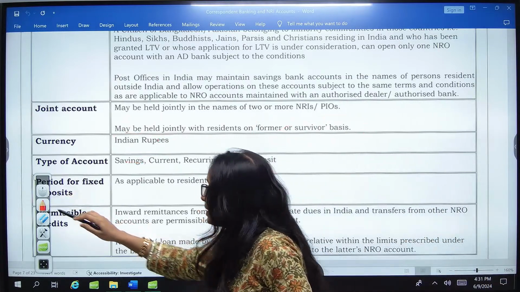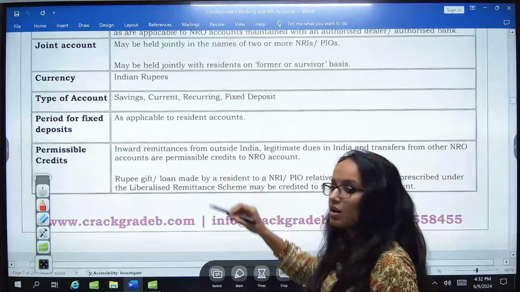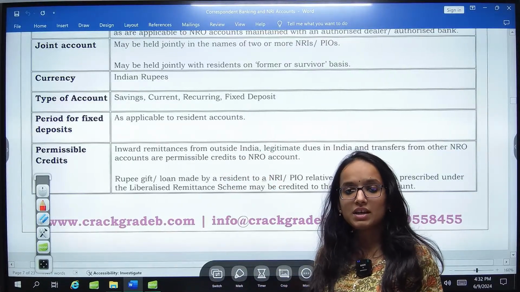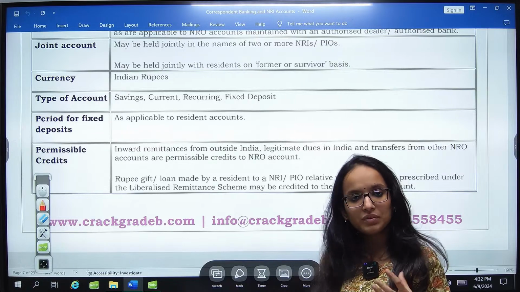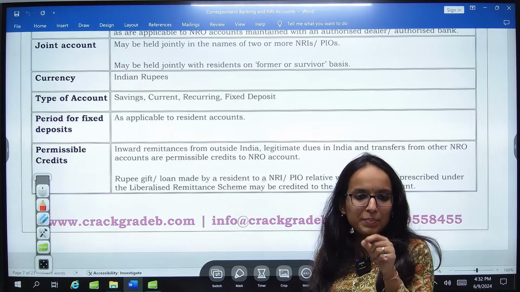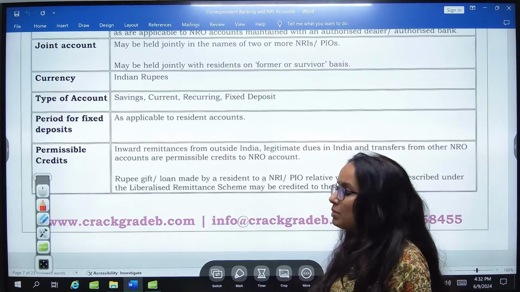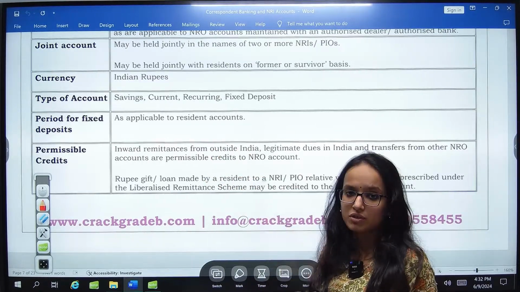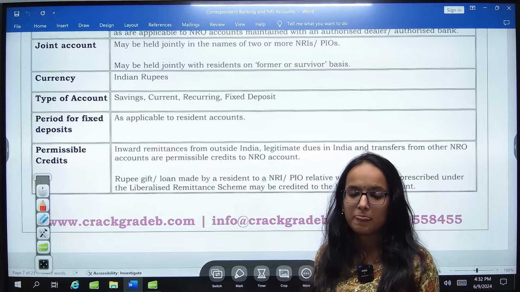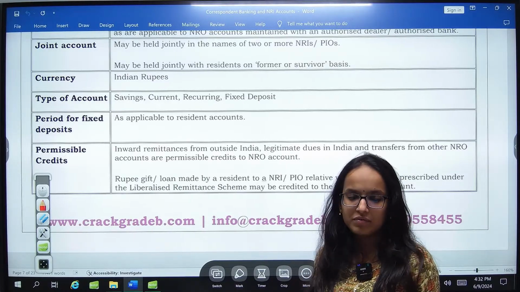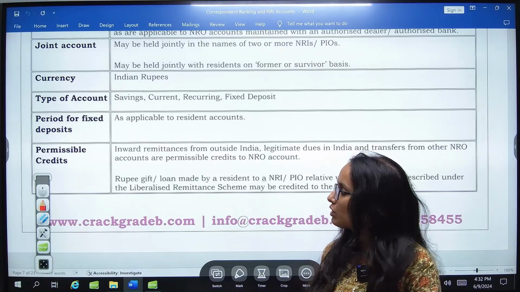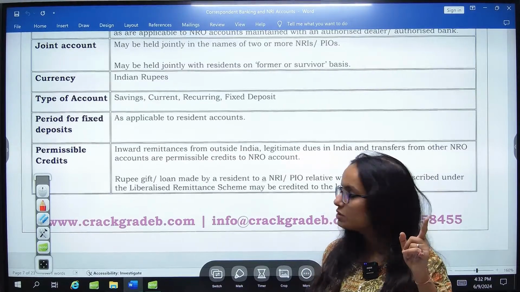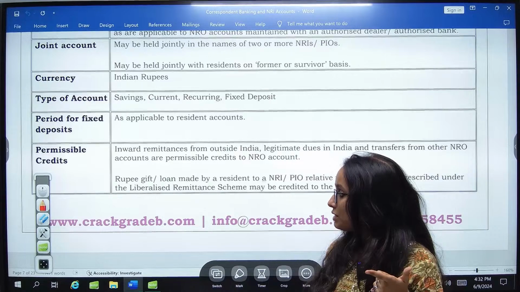Now, period for fixed deposits. What if the NRO account is opened as a fixed deposit? What will be the period of that fixed deposit? It will be the same as that applicable for your resident accounts, right? So the same tenure of FD which is applicable in resident accounts will also be applicable here. Got this point?